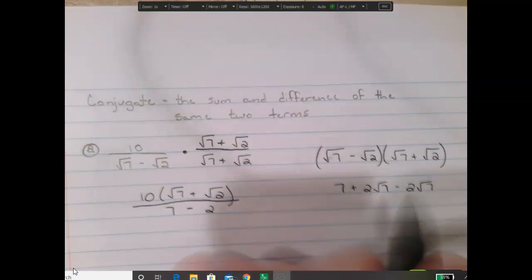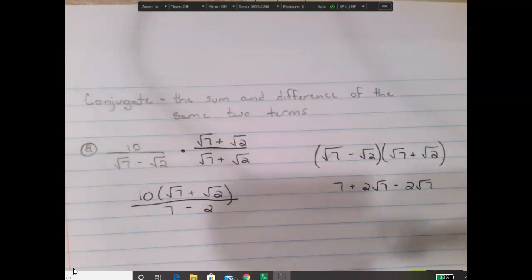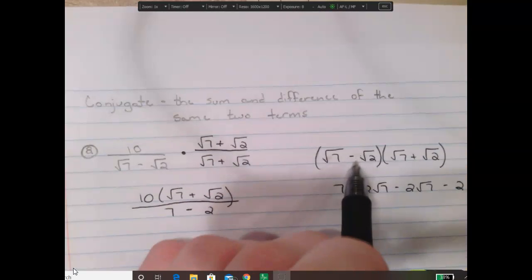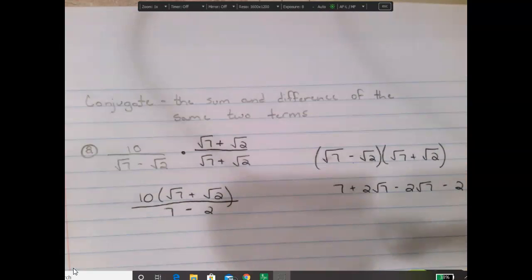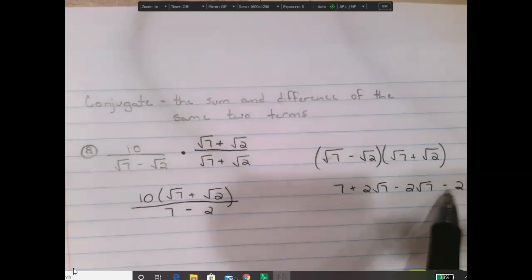Do the outside. Plus 2 radical 7. Do the inside. Minus 2 radical 7. Do last. 2, 2. When I multiply those, I get radical 4. Well, what is radical 4? Radical 4 is 2 minus 2. And the reason it's minus is because 1 is subtraction, 1's addition. When I multiply addition and subtraction, I get subtraction.